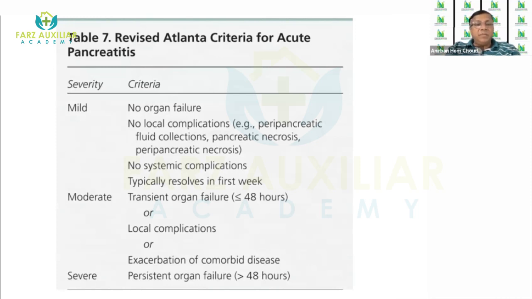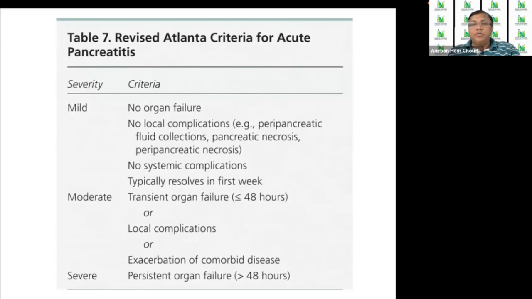So what are the criteria in mild? What are the criteria in moderate? And what are the criteria in severe? Always remember that in severe, there is persistent organ failure of more than 48 hours duration, whereas in moderate, it will be transient organ failure of less than or equal to 48 hours, or there are local complications or exacerbation of comorbid disease. In the milder variety, of course, there are no systemic complications, no local complications, no organ failure, and typically they're much better because they resolve within the first week. Now, this division based upon revised Atlanta criteria is very important whenever you have to answer a question on acute pancreatitis.